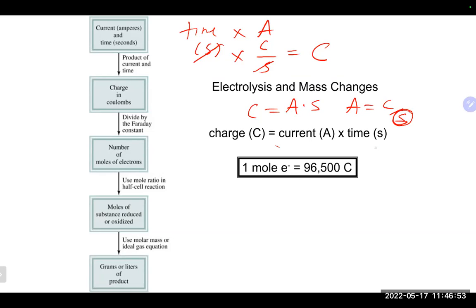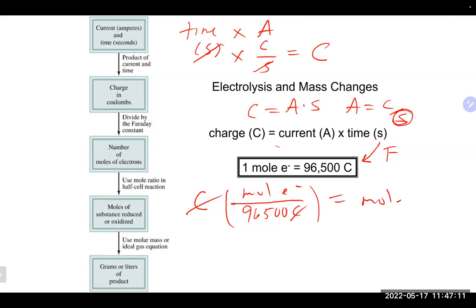That is when we typically will use Faraday's constant, which is our 96,500, to go from coulombs of charge to moles of electrons. Coulombs cancel, gives us moles of electrons. It's at this point where the half reactions come into play. So you should have your half reactions.